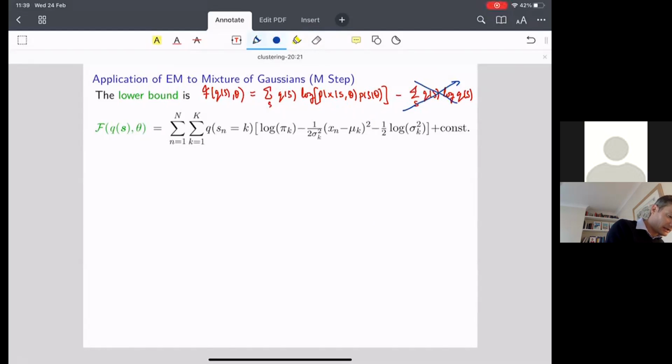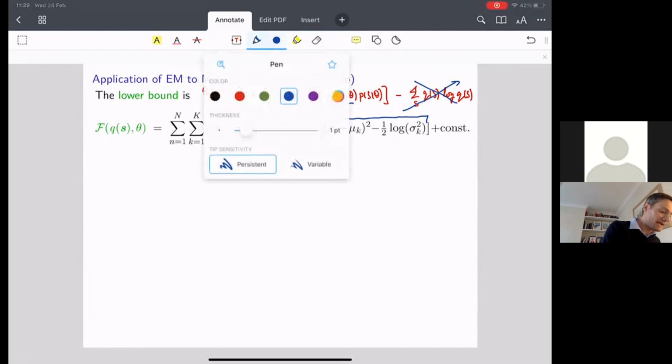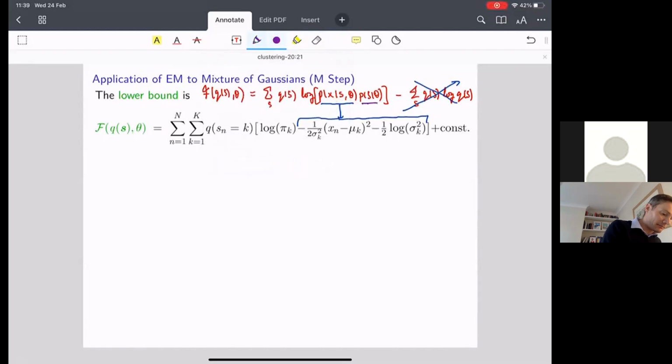Let me go through in a little bit more detail how that lines up. So notice here, log p of x given s and theta, that's the log of a Gaussian. That's going to be these terms in here, the log of a Gaussian. And this term here, our prior, will be our log pi k's. That's this bit in here.